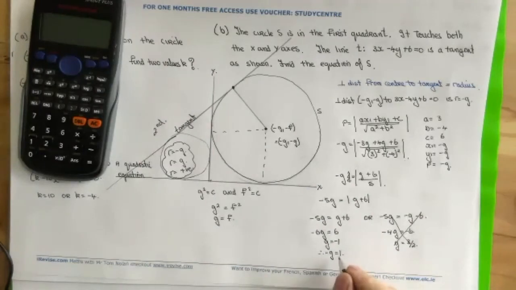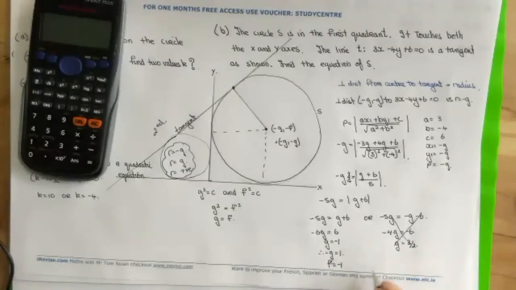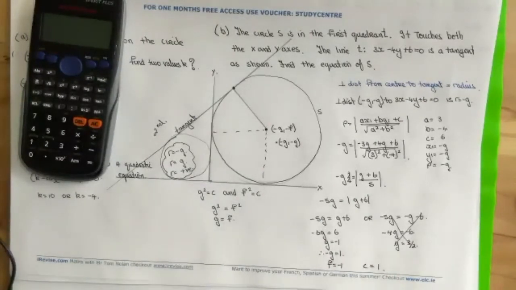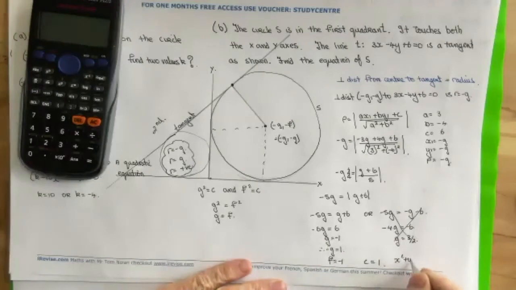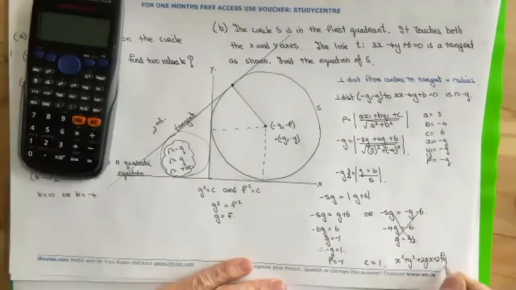So g is minus 1. g is equal to f. f is minus 1. And c is equal to 1. c is equal to f squared. Now you'd have to go and fill that into the circle x squared plus y squared plus 2gx plus 2fy plus c equal to 0.